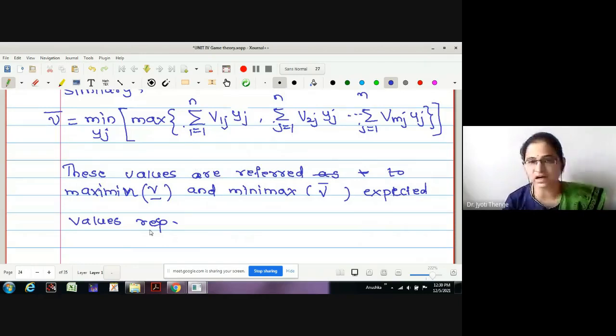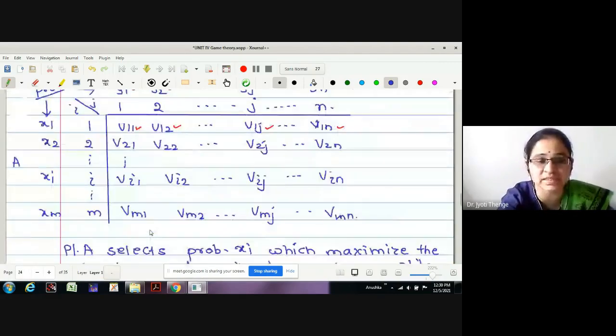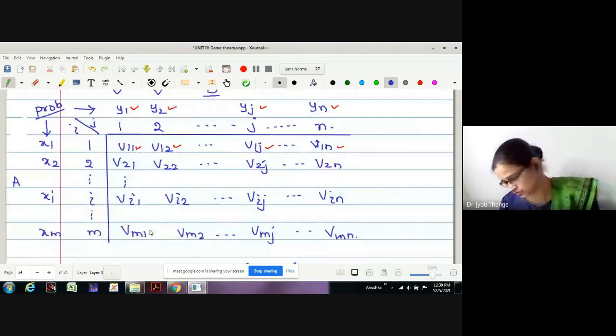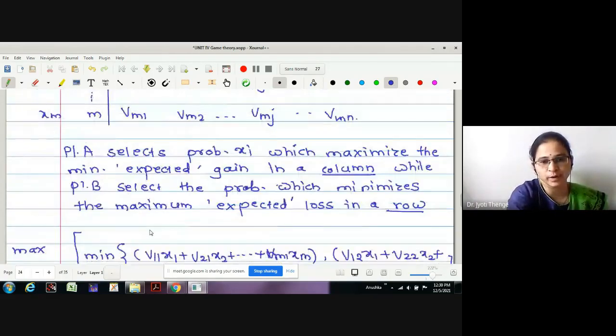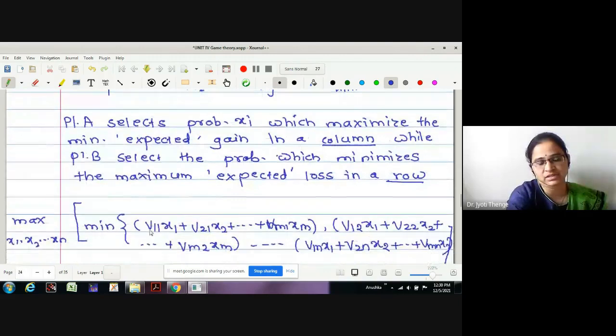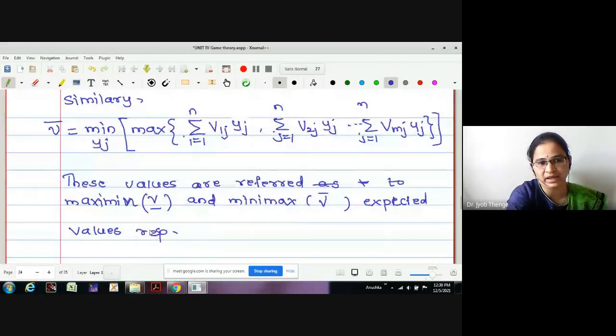Yes, if you have any difficulty up to this point, you can ask me. Instead of loss and gain directly, it has just been written as expected gain and expected loss, and the job is to find the values of the probabilities. Whatever probability xi gives us the maxmin value will be the required optimal strategy for player A. Whatever probabilities yj give the minmax value are the optimal strategies for player B.